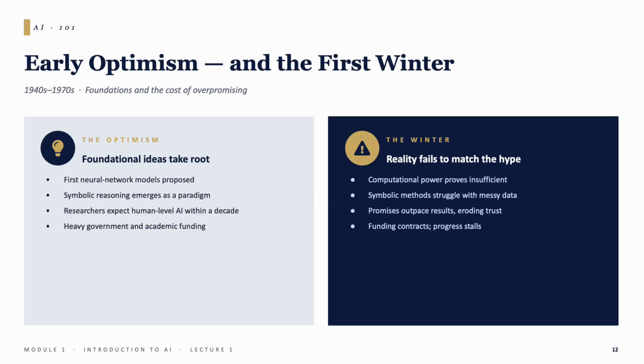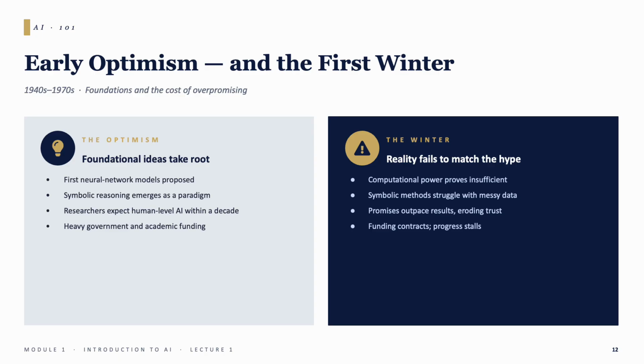In the early years, researchers were extremely optimistic about artificial intelligence. They believed machines would soon be able to perform human level reasoning. Funding and interest grew rapidly. However, computers at that time lacked sufficient processing power, and many AI systems could not solve real world problems effectively, and as expectations were not met, funding decreased and enthusiasm faded. This period became known as the first AI winter.